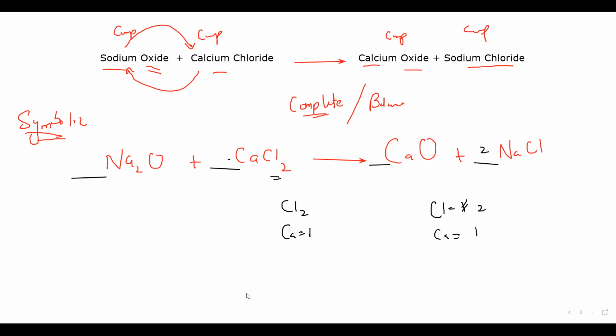Sodium, how many sodium are there on the left hand side? 2. And how many sodium when we already put this 2? So it makes 2 sodium. So sodium is also balanced. What about oxygen? There is 1 oxygen on the right hand side and there is 1 oxygen on the left hand side. So that is also balanced. So this equation is balanced in terms of all the elements.